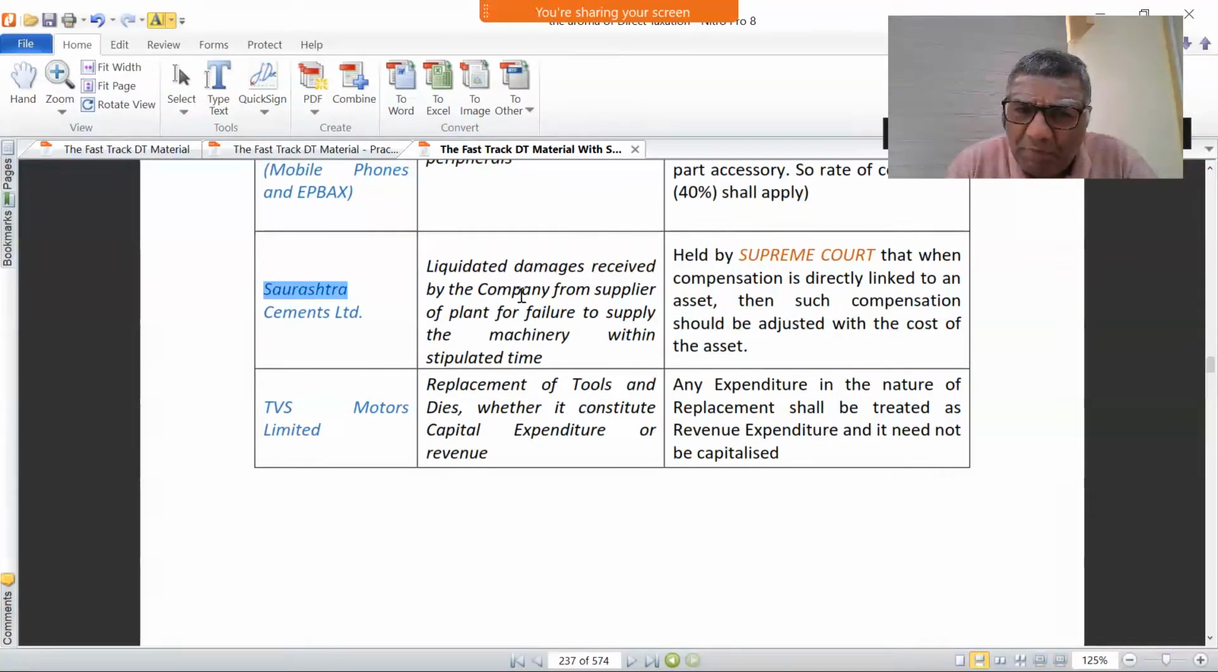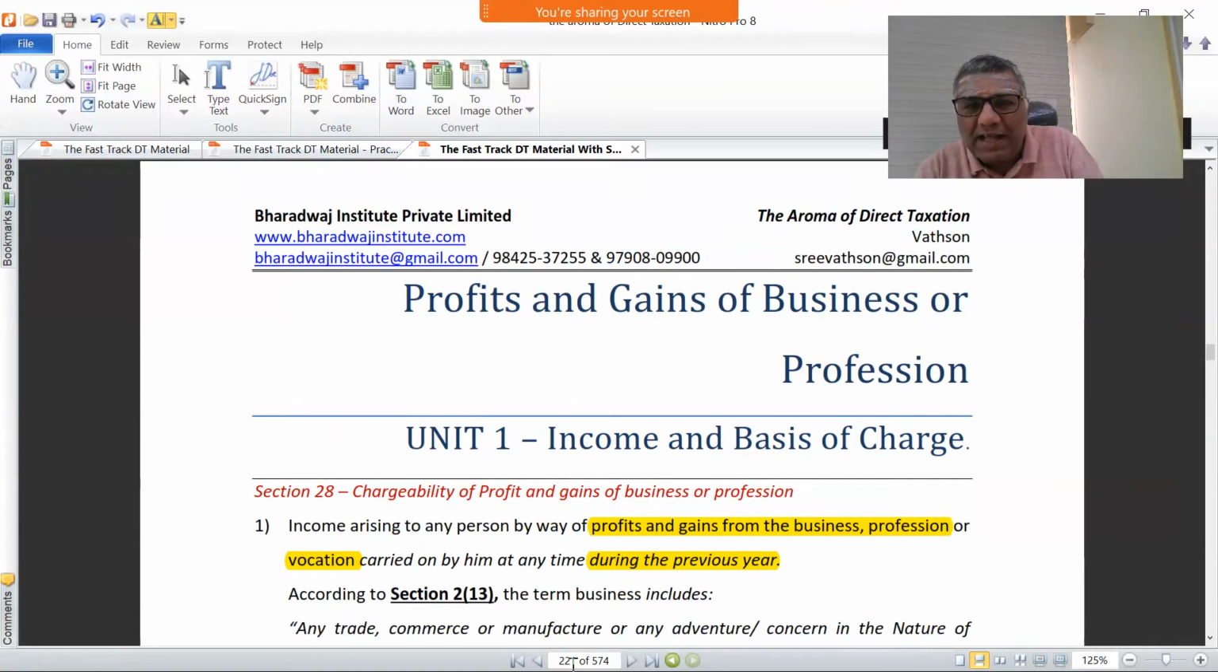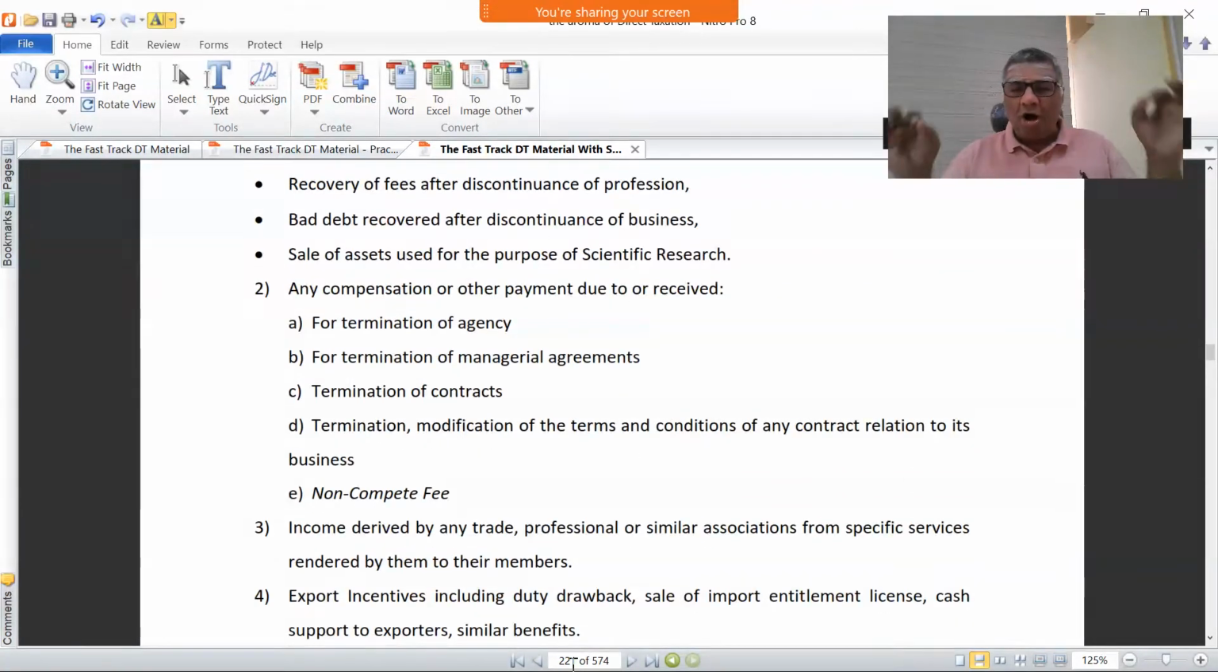Liquidated damages received by the company from the supplier of plant for failure to supply within the specified time. It was held by the Supreme Court that when a compensation is directly linked to an asset, such compensation should be adjusted with the cost of the asset. Don't take it as income. If the compensation is directly linked to an asset, then link it to the asset. Otherwise, all other compensations are income. So to conclude, all compensations are income except compensation received which can be linked to an asset. In that case, reduce it from the cost of the asset.